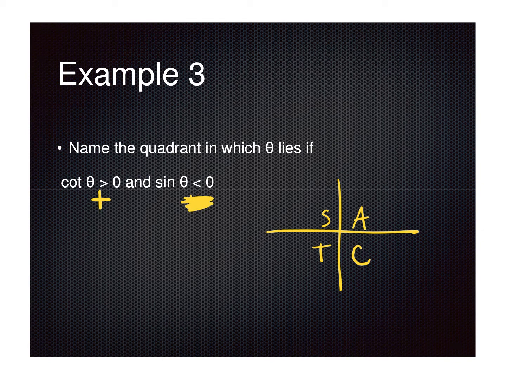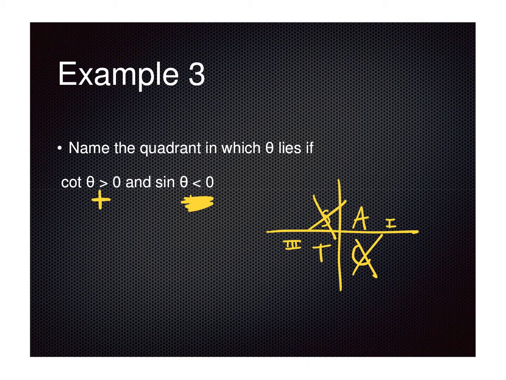So cotangent is positive where tangent's positive. So that would be in either the A, so our first quadrant, or T, which is our third quadrant. So I can cancel out S and C, because I know it's not going to be there, because cotangent is negative in those.